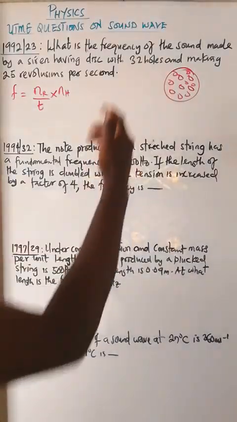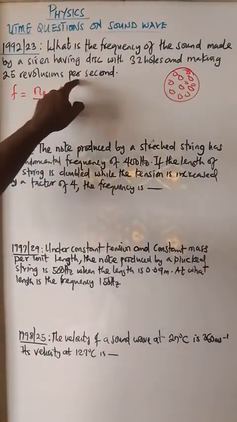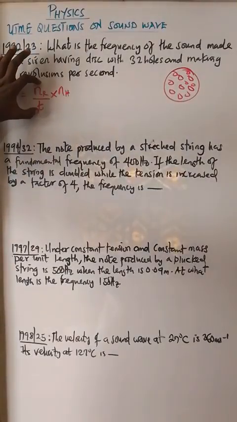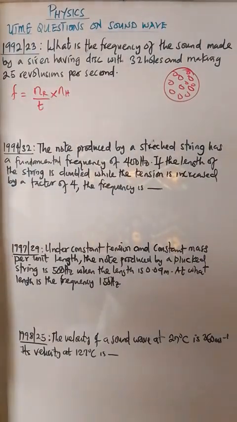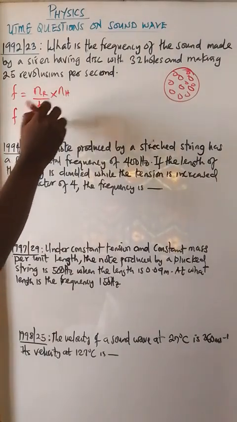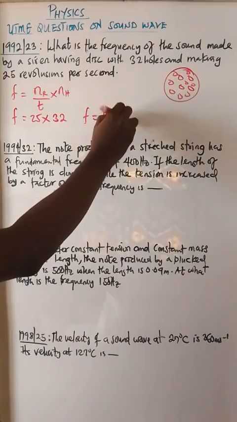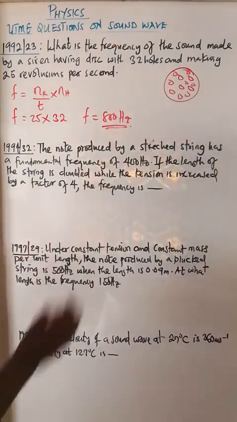But here we have what? 32 holes. And luckily we are already given revolutions per second. So the number of revolutions per second is given as 25. So the frequency directly is 25 times the number of holes, 32. Frequency is 800 Hz. As simple as that.